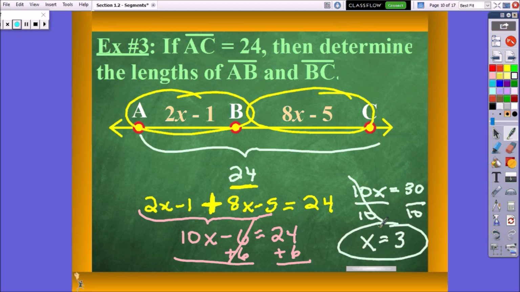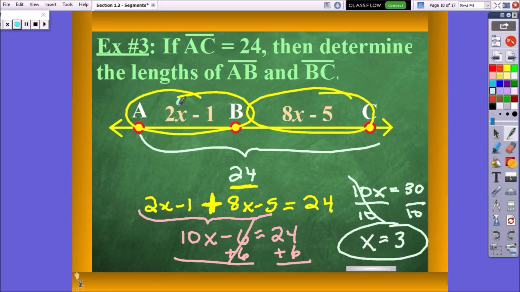Now, is that the final answer? In an algebra class, you would go, hey, yeah, I figured out what x is. But sometimes in geometry, you might be asked to find certain specific things. And I asked for the length of AB and BC. And notice AB is 2x minus 1. But what is x? x is 3. So now we have to take our answer for x and plug it in to get our final answers. All right?